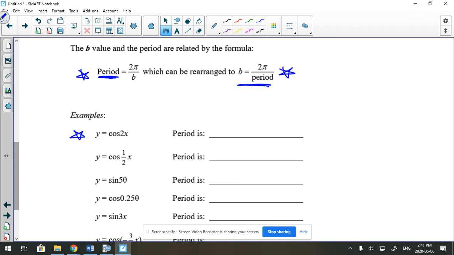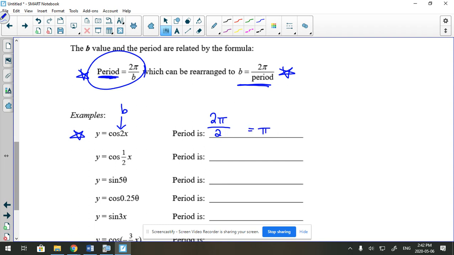Okay, so y equals cos 2x. I can see my b value here is 2. If I wanted to figure out my period, I'm going to use this equation here, 2 pi over b. So I know my period is going to be 2 pi over that b value, which was 2, and then I'm going to simplify it. 2 over 2 is a 1, those cancel.